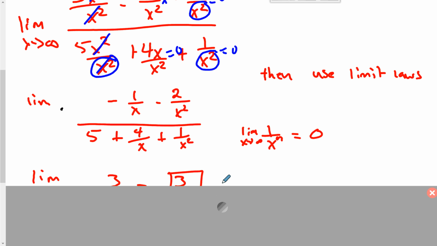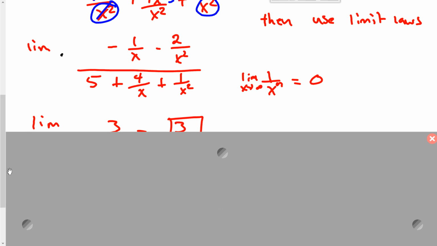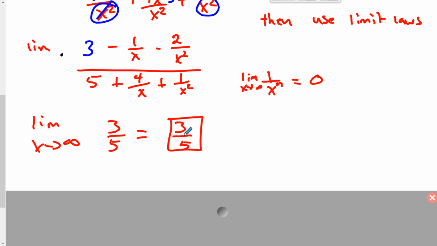But for most cases, you're just going to look at the degree of the numerator and the degree of the denominator. Whenever they're the same, then it would just be the lead coefficient of the numerator divided by the lead coefficient of the denominator. Whenever the denominator has a larger x, then it's always going to go to 0. If the numerator has a larger x, then it's going to go to infinity.